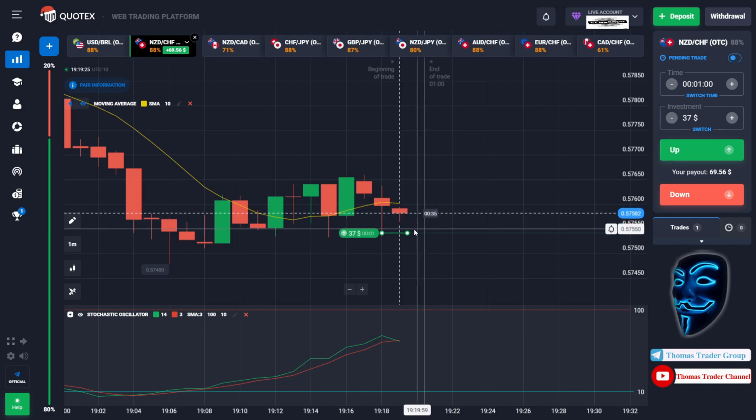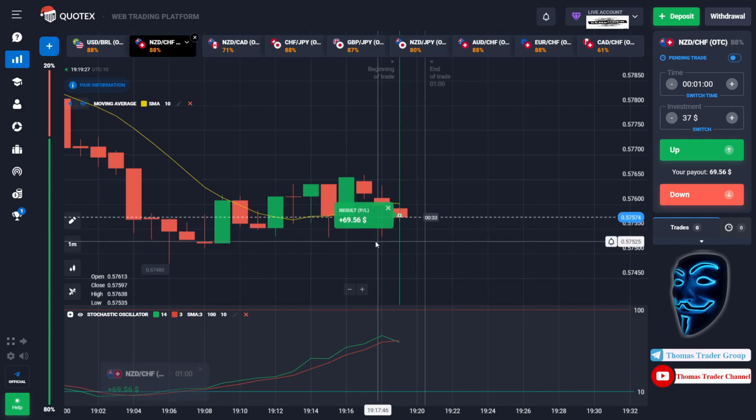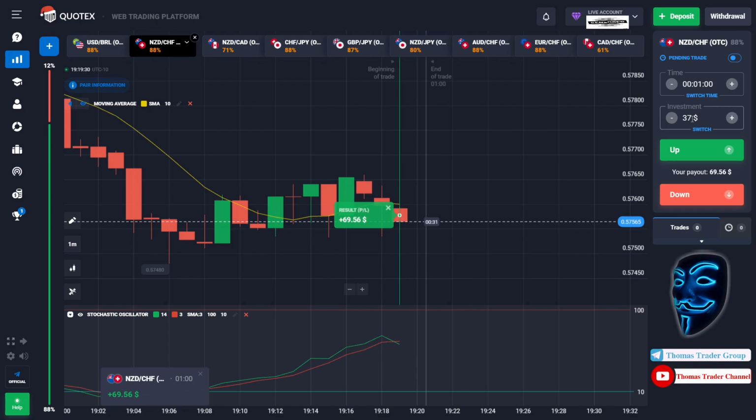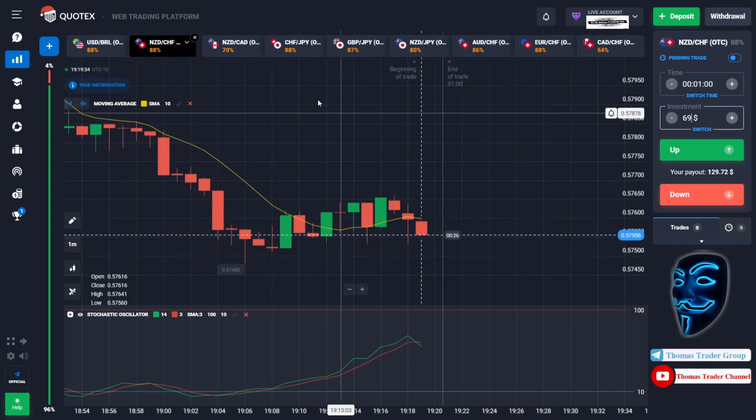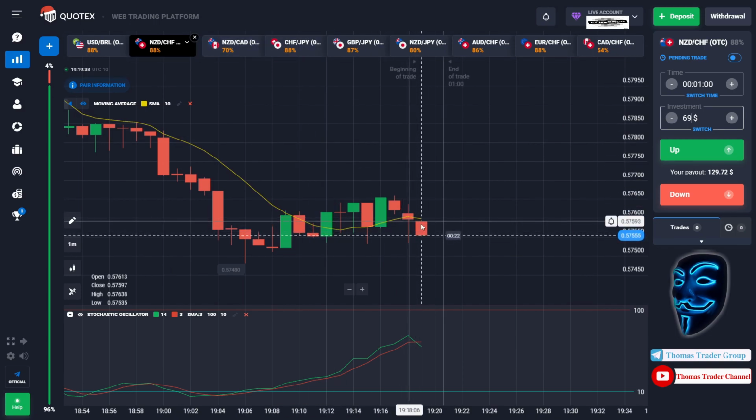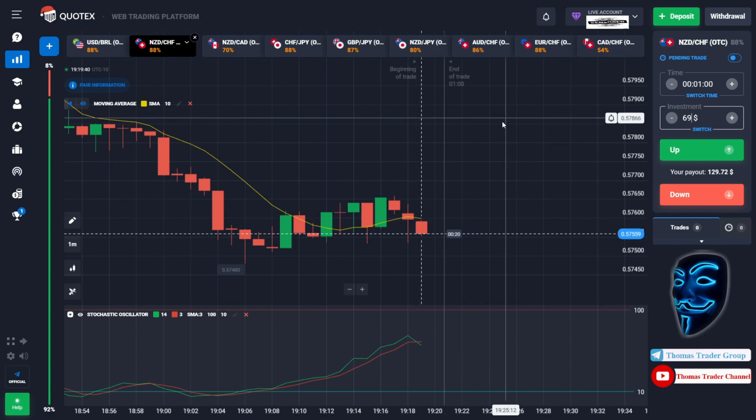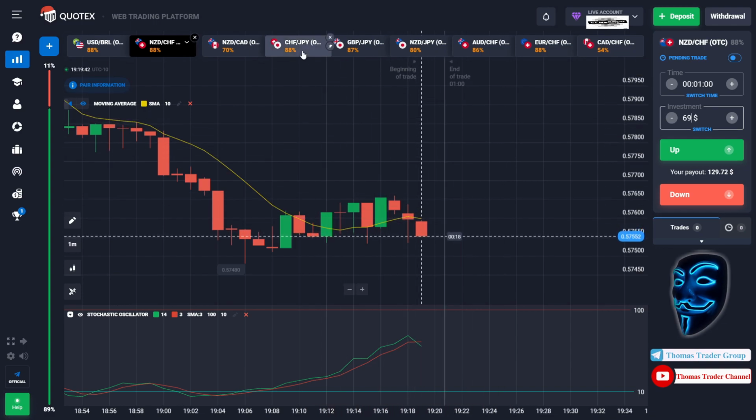We made a right prediction over here. We made a profit of $69. Let's change our investment into $69 and let's find the other market. Over here the market is just creating a lower shadow candle before it continue the bullish trend. Let's find the other market.